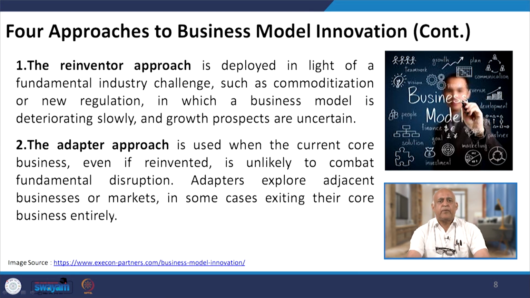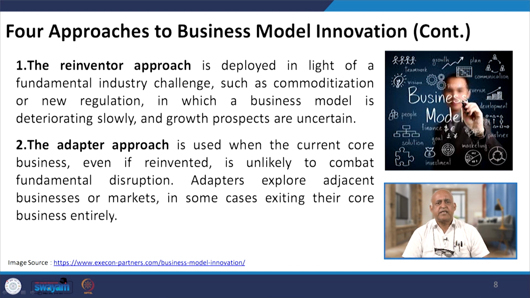Second approach is the adopter approach. The adopter approach is used when the current core business, even if reinvented, is unlikely to combat fundamental disruption. Whenever most of your operations, especially in the case of the service industry, are reinvented, then definitely it becomes more technology oriented in the current time. But combating the fundamental disruption becomes very important, because the adopters explore the adjacent businesses or markets.